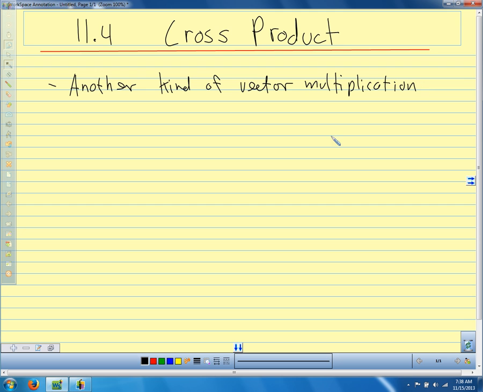So we'll define the cross product, and then we will talk about how we find it, and then we'll talk about the properties. That's really the point of today's lesson, is just kind of an introduction to the cross product. You need to be in 3 dimensions to talk about the cross product because of one of the special properties of the cross product.